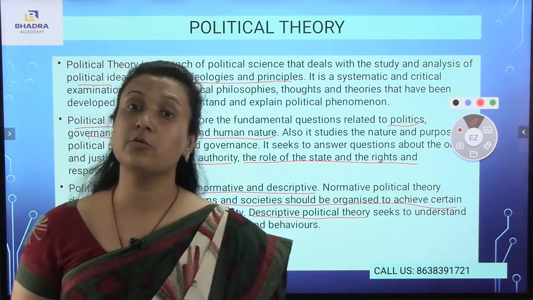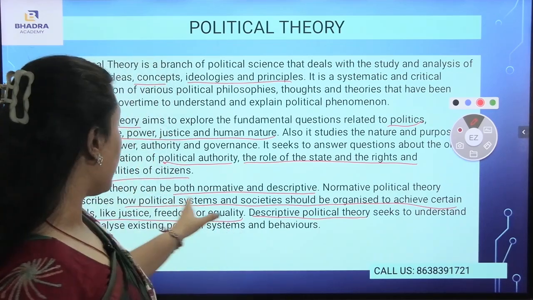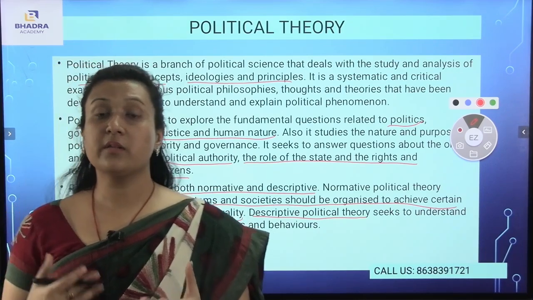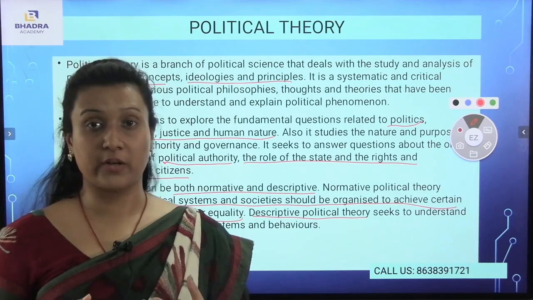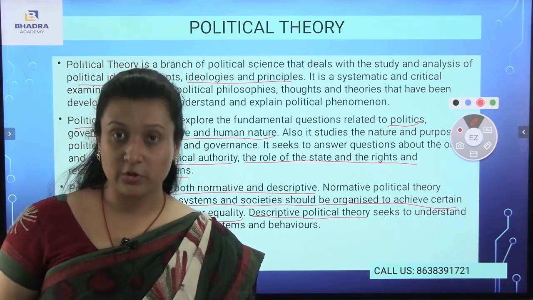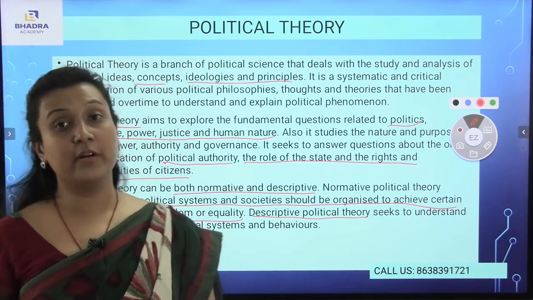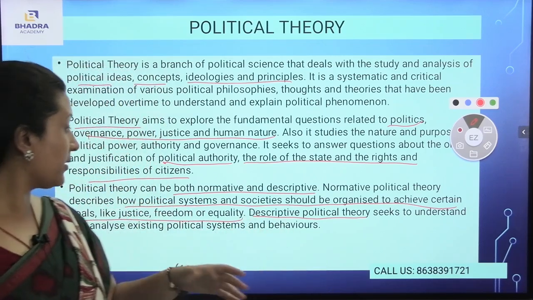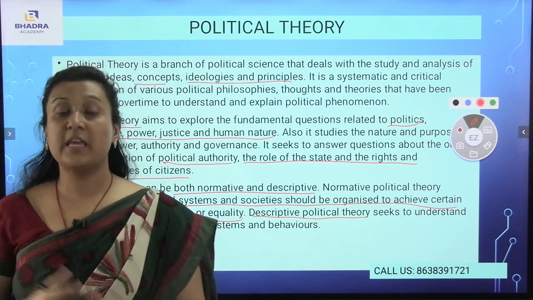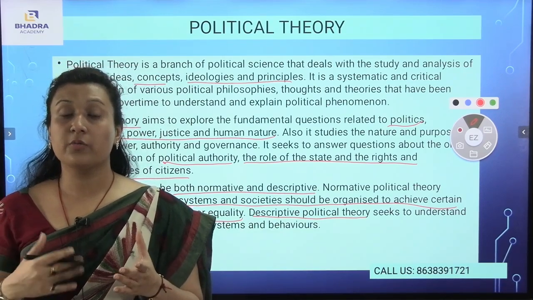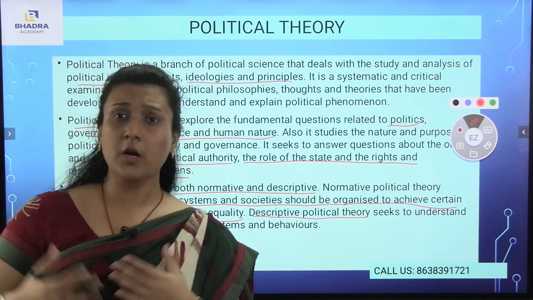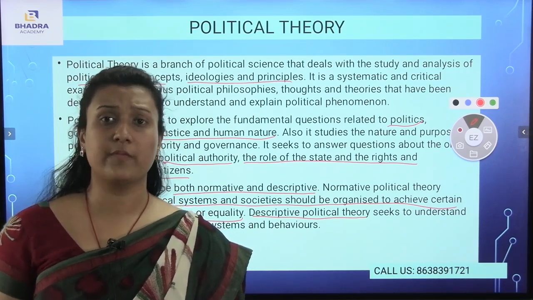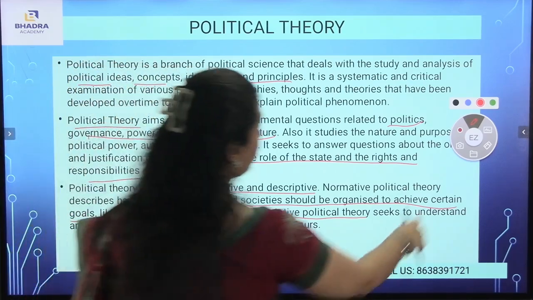How is it divided into normative political theory? You see, in normative political theory, political systems and societies are planned and organized according to the implementation of justice, freedom, or equality. Now under descriptive political theory, it seeks to understand the behavior of a political system, or to understand the behavior of a political society. So this comes under descriptive political theory. I hope you have understood regarding political theory.